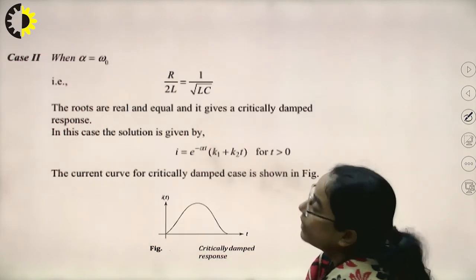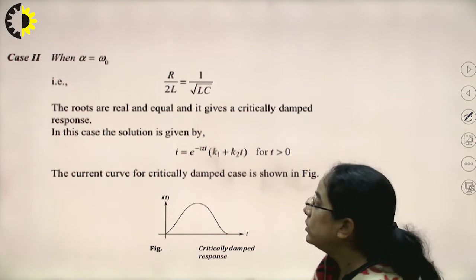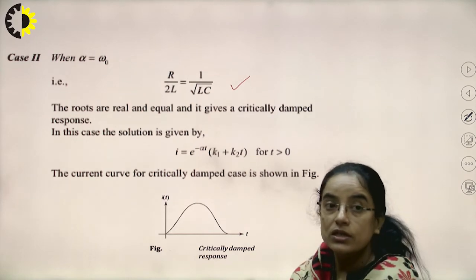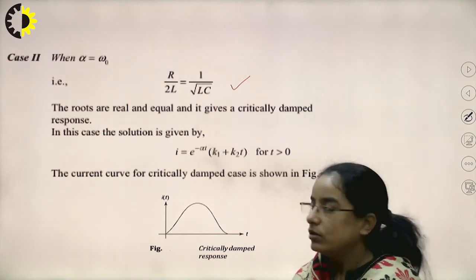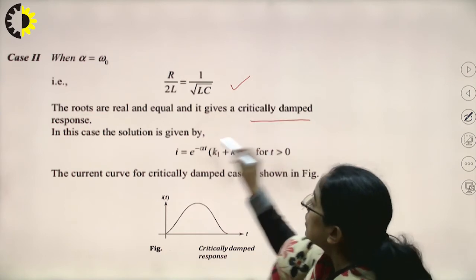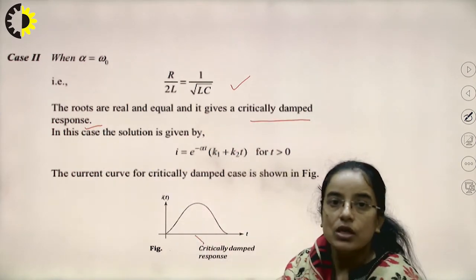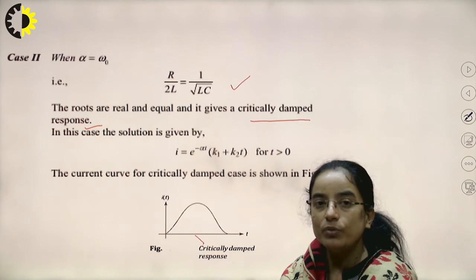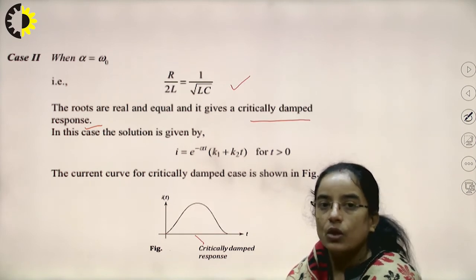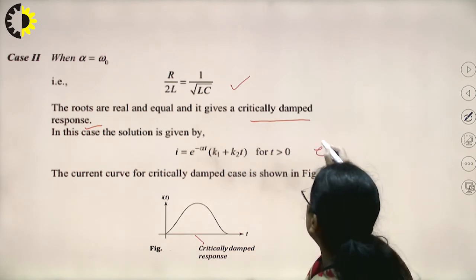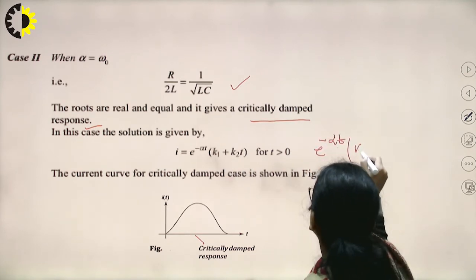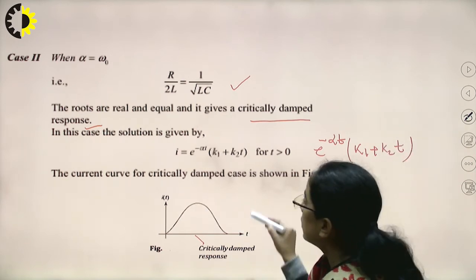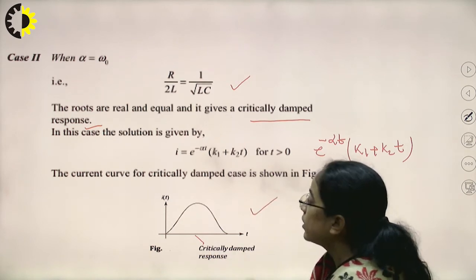The second case is when alpha is equal to omega naught, that means R by 2L is equal to 1 by root LC. In this case the roots are real but equal. This case is known as the critically damped situation. So when alpha was greater than omega naught, that was the overdamping case, and when alpha is equal to omega naught, this is the critically damped situation. In this case the current i is e to the power minus alpha t times (k1 plus k2 t). This is the curve of the current for the critically damped situation.